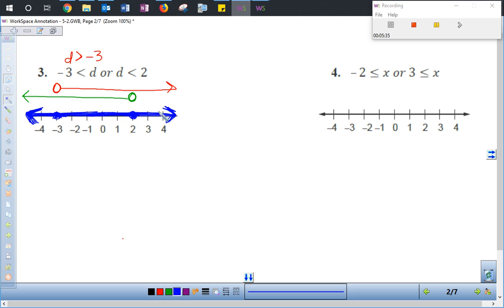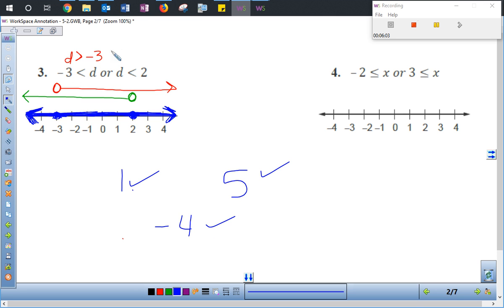That means all of these numbers work. I want a number that's bigger than -3 or less than 2. So like, let's say I choose the number 5. That's bigger than -3, so it works. Let's say I choose 1. That's smaller than 2, so it works. And it's bigger than -3, so it double works, but it really just works once. Let's say I chose the number -4. It's smaller than 2, so it works. So the key to this is you just have to work for one of them, and it's a solid answer.